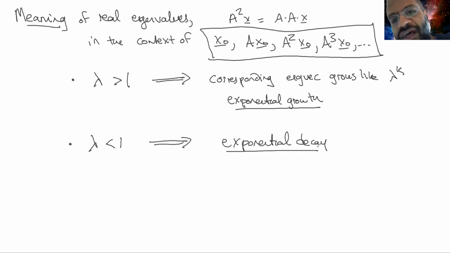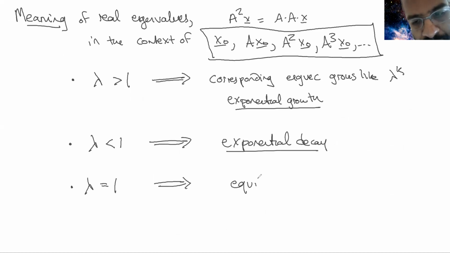Right? If you have a number less than 1 and you keep raising it to higher and higher powers, it's going to go to 0 exponentially fast. If you have an eigenvalue equal to 1, this corresponds to equilibrium. And if you have an eigenvalue equal to -1, this corresponds to oscillation.